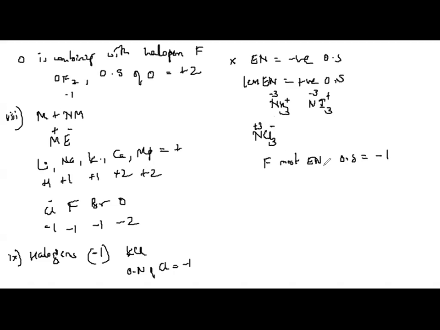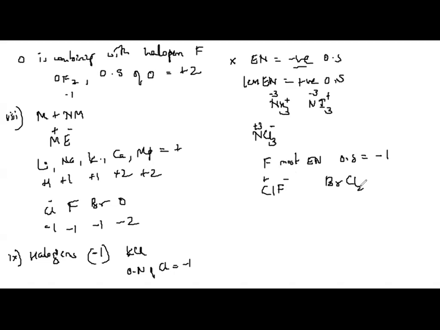Since fluorine is the most electronegative element, its oxidation state is always -1. Yes, in oxides and interhalogen compounds, always -1. In interhalogen compounds, that means between two halogens, the more electronegative atom will get a negative oxidation number and the less electronegative atom positive. Like for example, I have ClF, which is more electronegative, fluorine. So this will have minus, this will have plus.